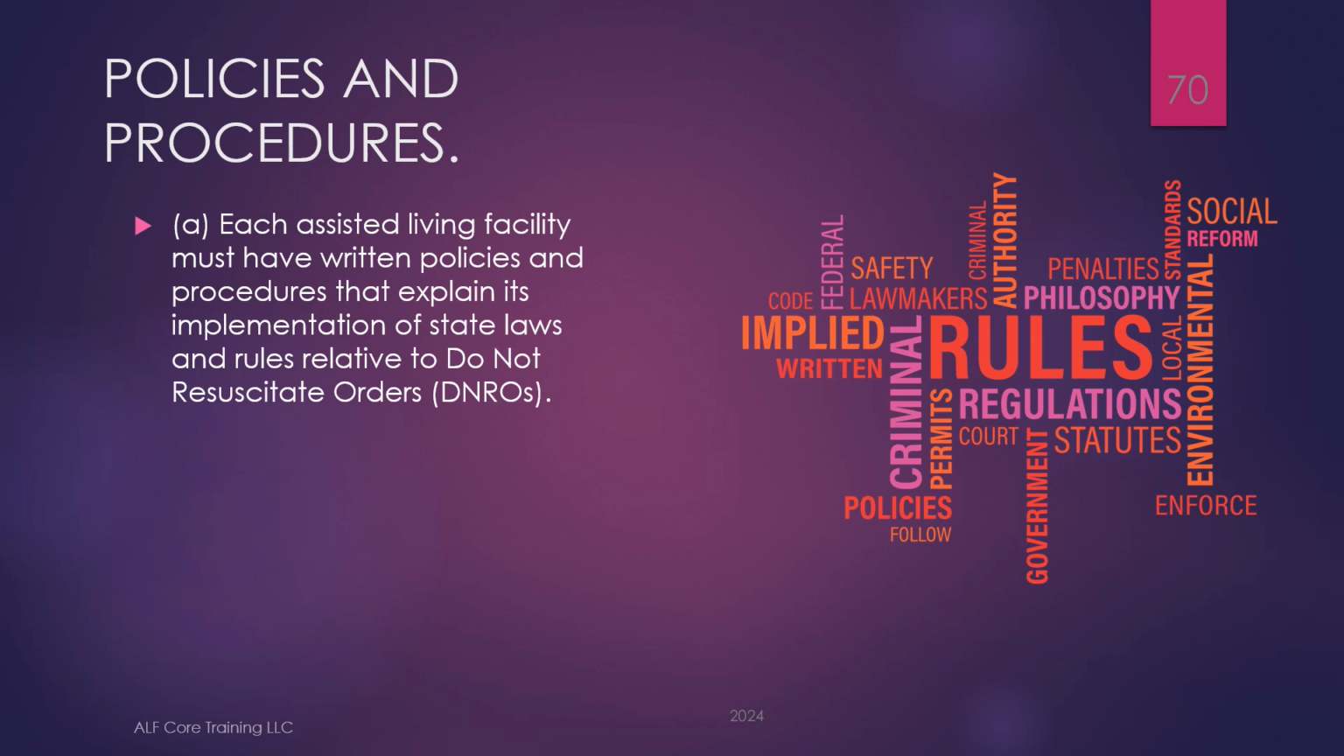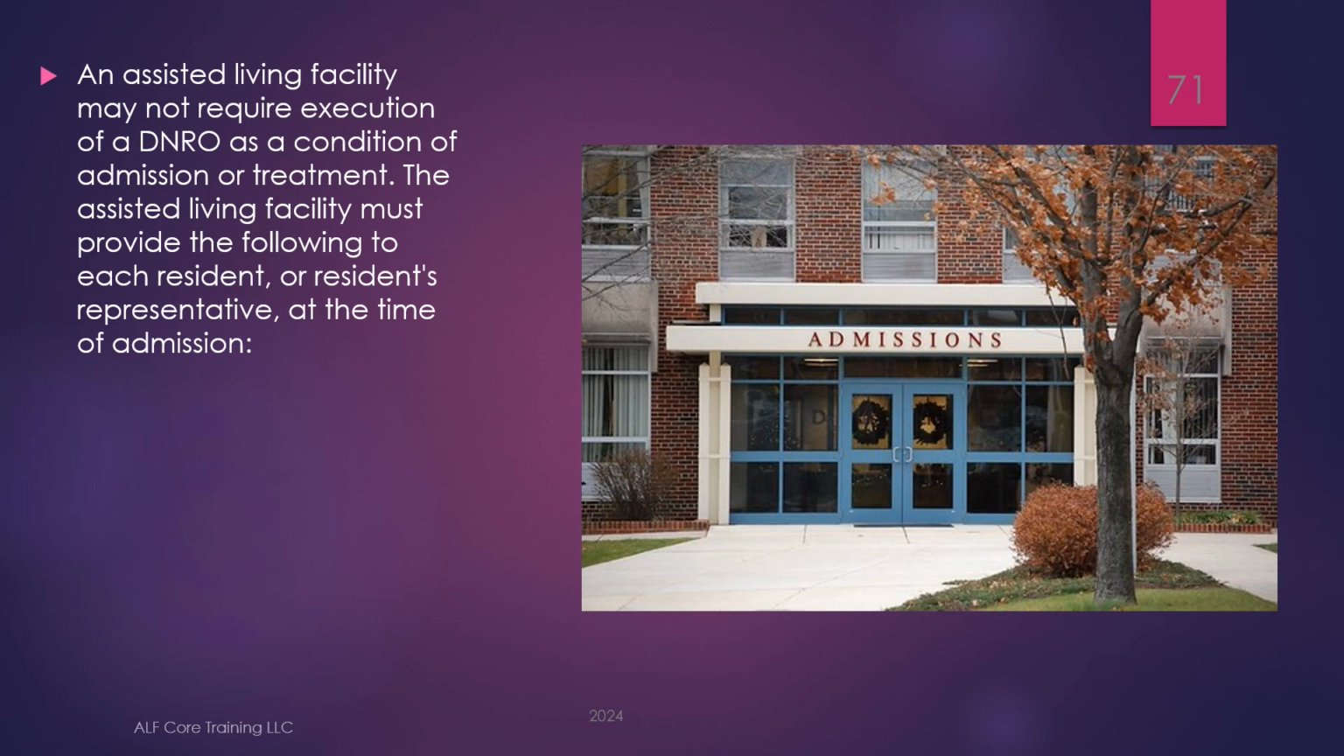Policies and procedures. Each assisted living facility must have written policies and procedures that explain its implementation of state laws and rules related to do not resuscitate orders, DNROs. An assisted living facility may not require execution of a DNRO as a condition of admission or treatment. The assisted living facility must provide the following to each resident or resident's representative at the time of admission.